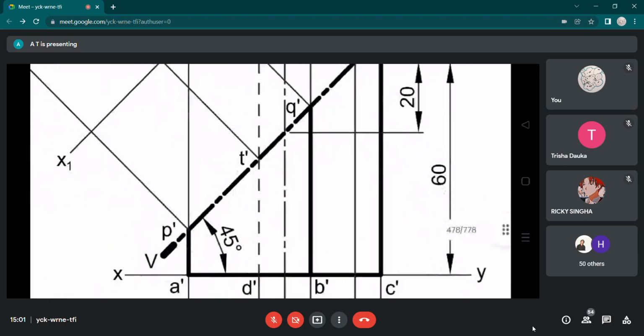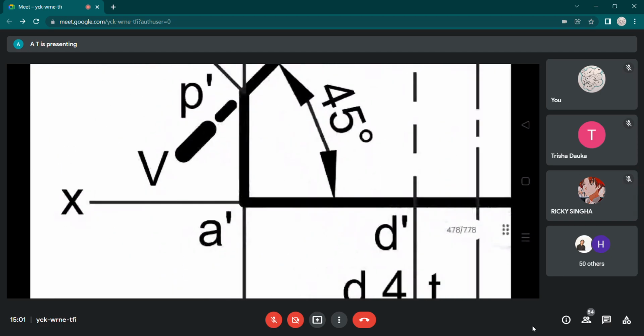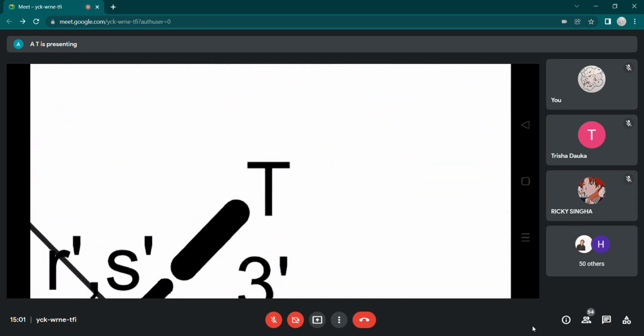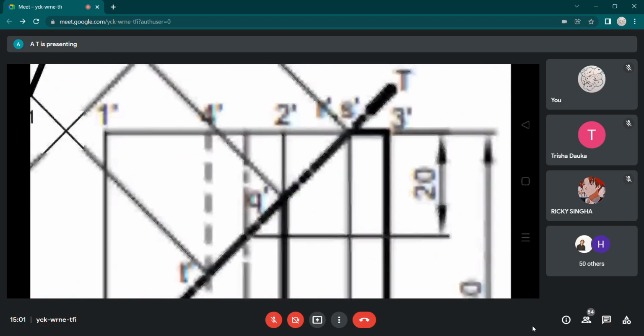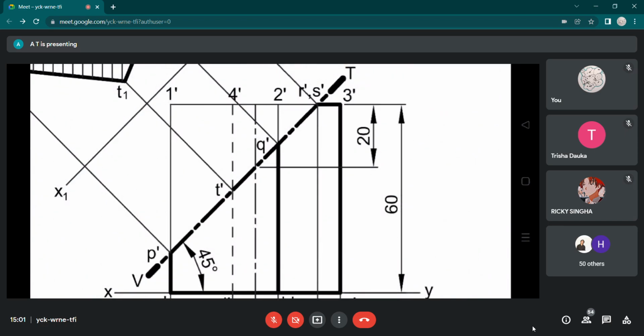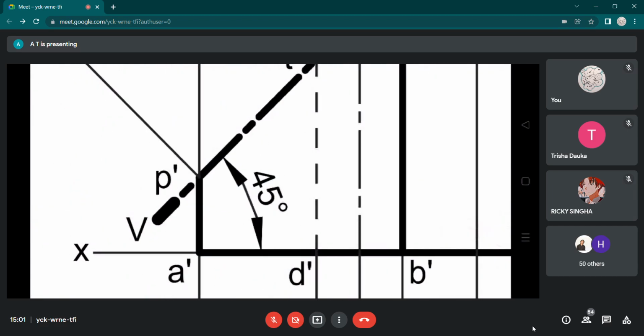Now you have to draw this VT. VT means vertical trace, because this is the plane that cuts the solid. This is the plane that cuts the solid. So focus on this, the VT. You have to draw this VT inclined at 45 degrees, as given here. Yes, you can draw a VT inclined at 45 degrees. That is not an issue at all.